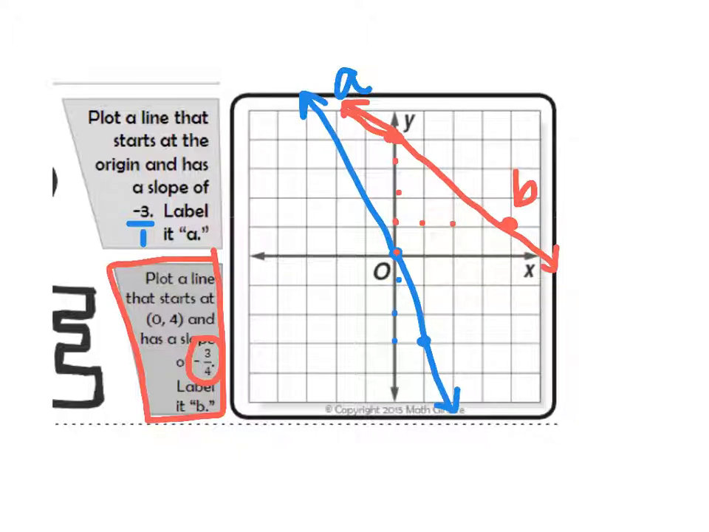Both of these lines gave you the y-intercept. The y-intercept in line A, the blue line, is 0. That's where it touches the y-axis, here at 0. The y-intercept of line B, the red line, is 4, and that's the point they gave you, 0, 4. Okay, and then your slope.